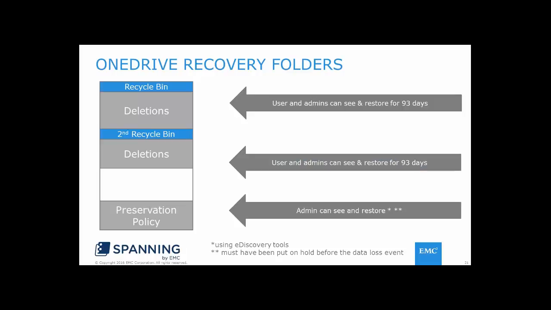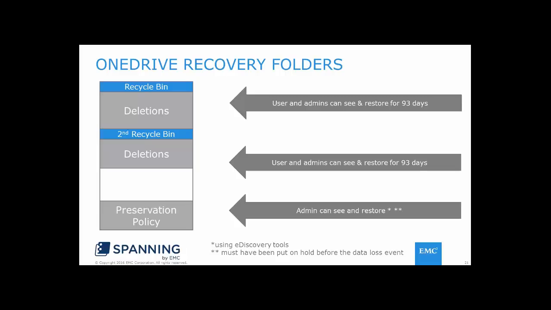So this is the interesting thing about OneDrive recovery folders. There is a recycle bin, and the users and the admins can see and restore data out of here for 93 days. Then there's a second recycle bin, and I've got an arrow here that users and admins can see and restore it for 93 days, but this really depends on how you've set up the site administration for OneDrive for Business. Like I said earlier, there are ways for SharePoint admins to go in and be the main admins of these OneDrive for Business sites.